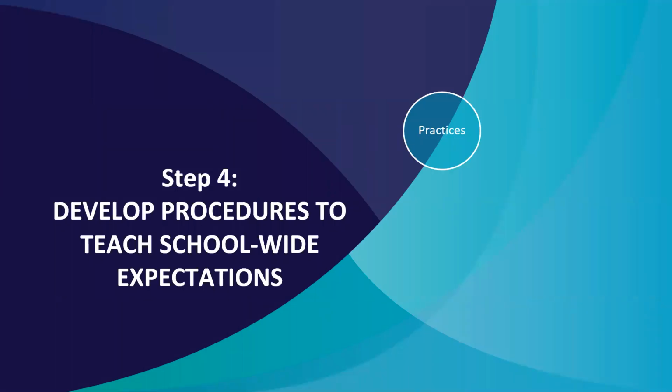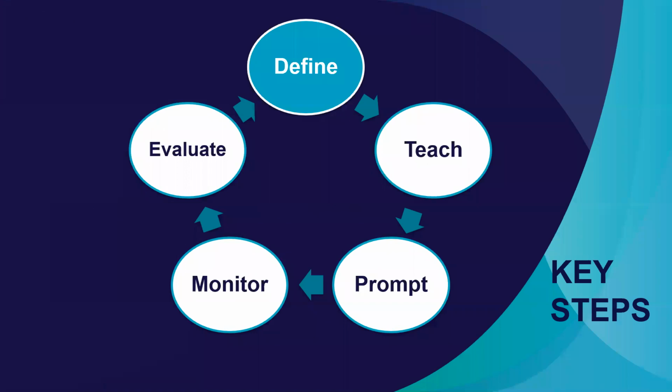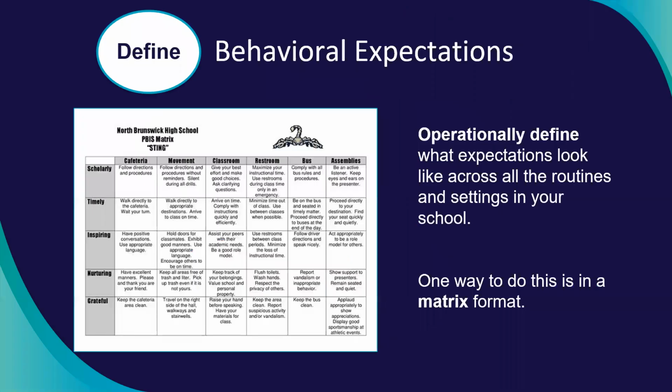Now we're going to move on to develop procedures for teaching those expectations. Specifically in this portion, we're going to talk about defining your expectations. So once you decide on those final expectations or core values, you're going to begin to define them by location or routines throughout your school, such as cafeteria, hallway, classroom, or arrival, dismissal, things like that. So creating a school-wide matrix is a really efficient way of operationally defining what your core values will look like across all of your routines and settings in your building.